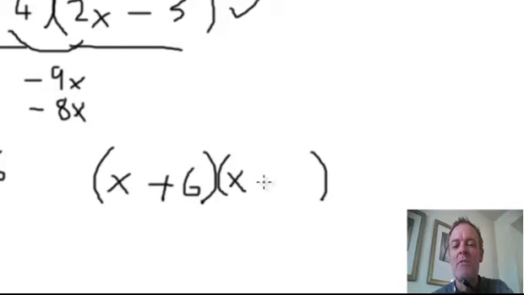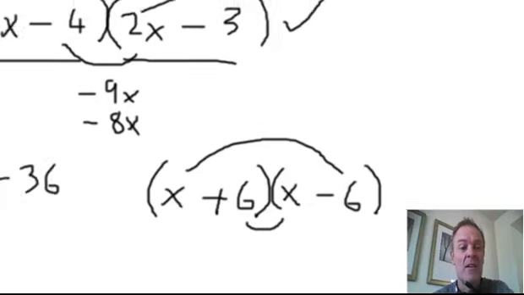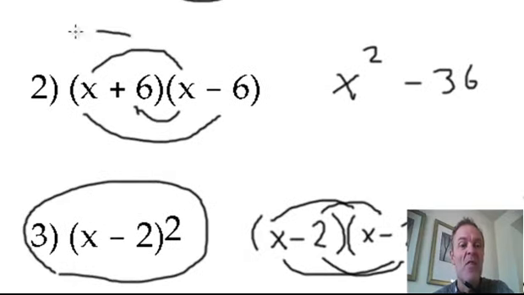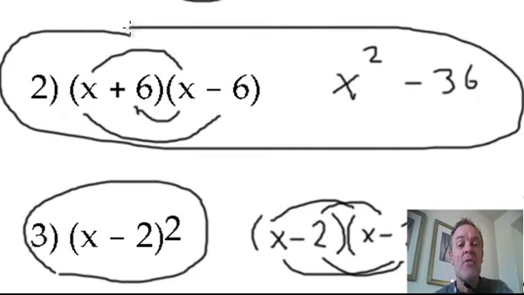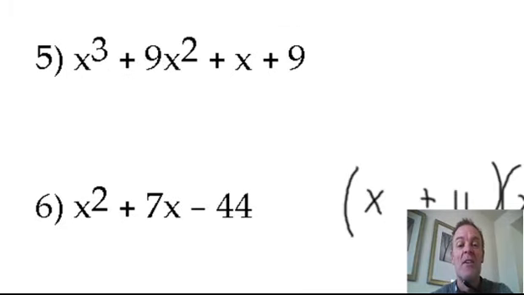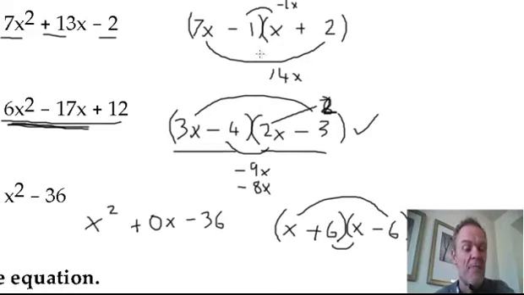Because if one's positive and one's negative, to get to the negative 36, then look, the outer and the inner will cancel. And that, if I go back, is that one there. Look at that. Of course, the reverse way around. FOILing, multiplying, is a lot easier than doing it the other way around. And that's factoring. So that's the difference of squares.